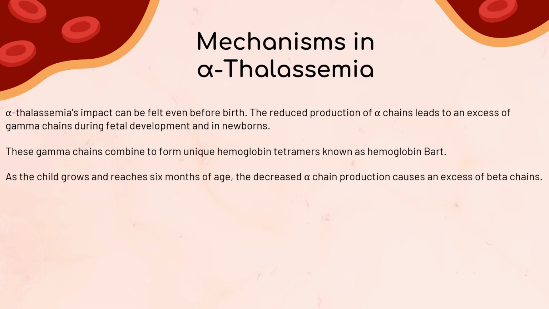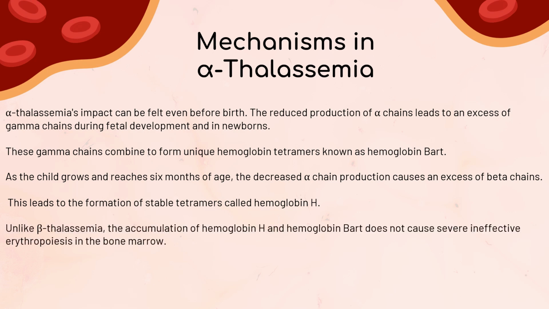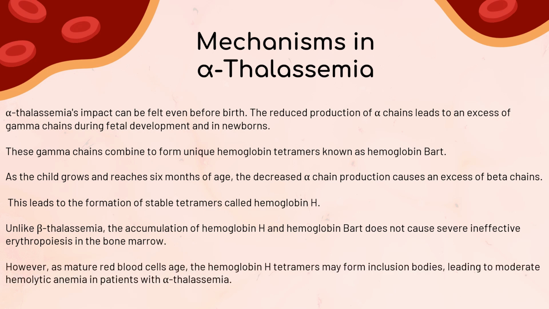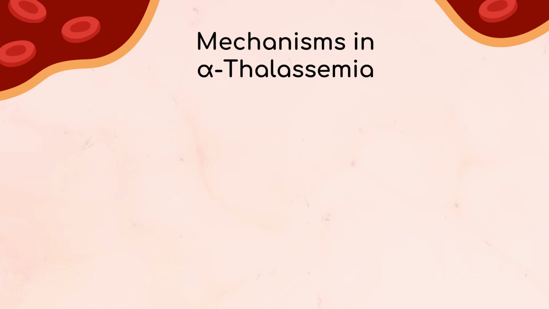As the child grows and reaches 6 months of age, the decreased alpha chain production causes an excess of beta chains. This leads to the formation of stable tetramers called hemoglobin H. Unlike beta-thalassemia, the accumulation of hemoglobin H and hemoglobin Bart does not cause severe ineffective erythropoiesis in the bone marrow. However, as mature red blood cells age, the hemoglobin H tetramers may form inclusion bodies, leading to moderate hemolytic anemia in patients with alpha-thalassemia. But that's not all.